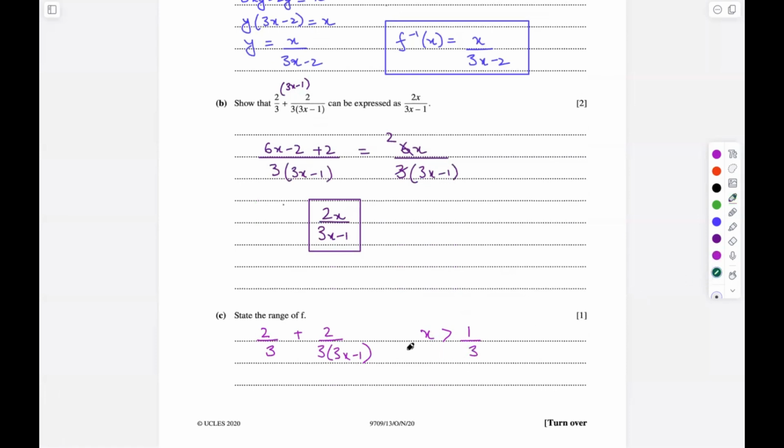So as we increase the values of x over here, for very large values, this will become 2 upon any large value, which will be nearly 0. But the minimum value that f of x will have will be 2 upon 3. So f of x, we can say, will always be greater than 2 upon 3. As even if this becomes nearly 0, this will remain where it is, 2 upon 3. So f of x will at least be 2 upon 3 or greater.